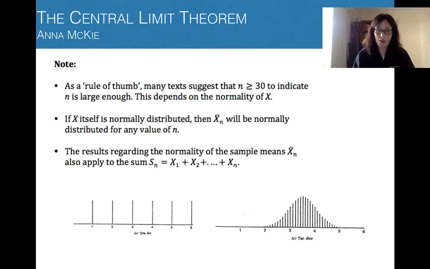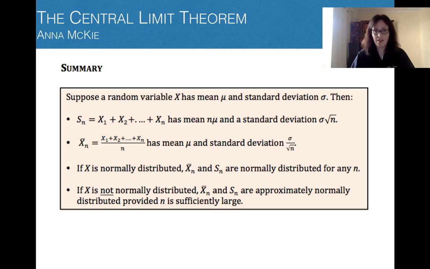However, if it, like the dice, wasn't normally distributed to start with, then you would need sample sizes of at least 30 to suggest that the distribution of those averages would be a normal distribution. And the results regarding the normality of the sample means also apply to the sum. I'll just come on to that in the next slide.